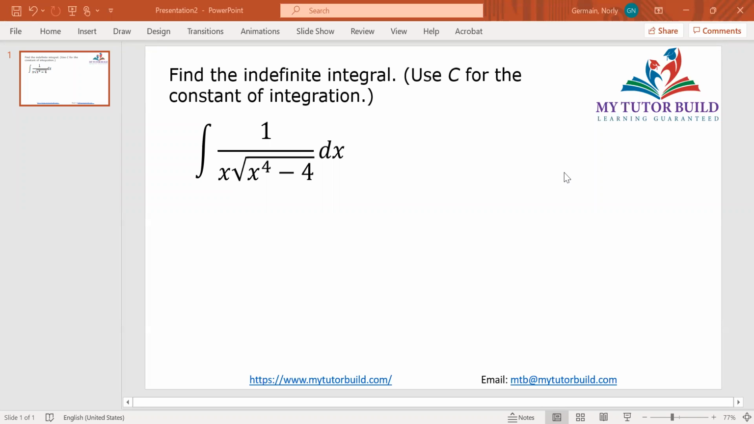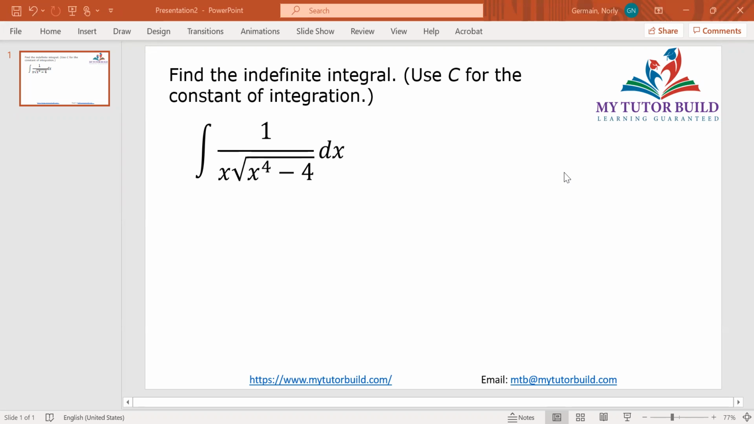In this video, we're going to find the indefinite integral of inverse trigonometric functions. So find the indefinite integral of the inverse trigonometric function. There are plenty of formulas that we can use so far to solve the inverse trigonometric functions.